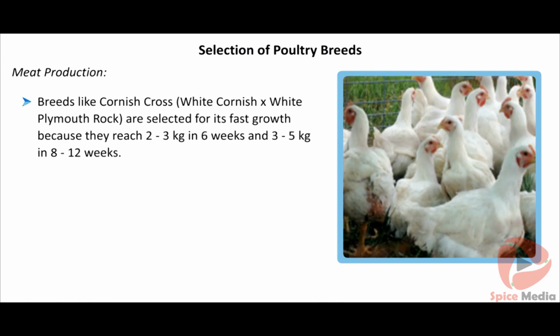Breeds like Cornish Cross, a cross between White Cornish and White Plymouth Rock, are selected for their fast growth because they reach 2 to 3 kilograms in 6 weeks and 3 to 5 kilograms in 8 to 12 weeks.